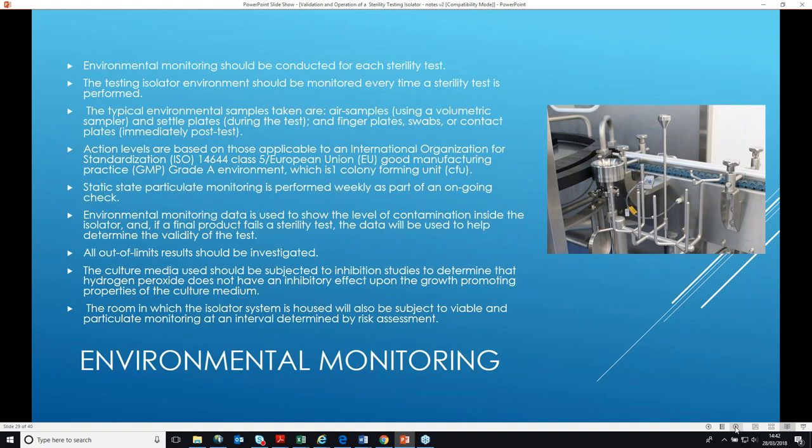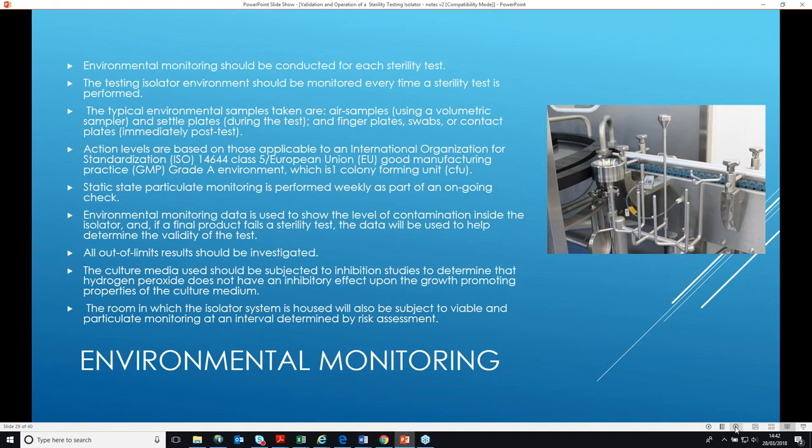Some users elect to perform particle counting in the unoccupied state, maybe once a week. There's no requirement to perform particle counting during a sterility test, and given most sterility test practices, that would be very difficult to achieve in a situation without particle excursions. Environmental monitoring data should be used to show the level of contamination inside the isolator is in control, and such data is very useful should a sterility test failure ever occur.